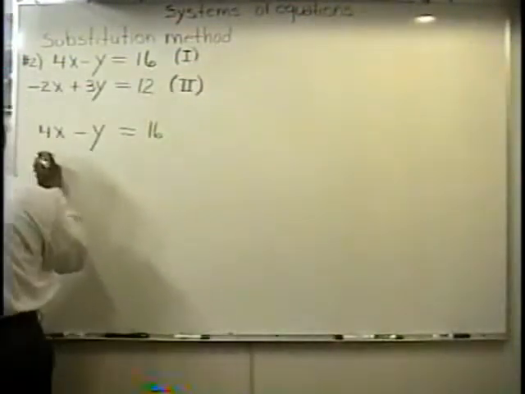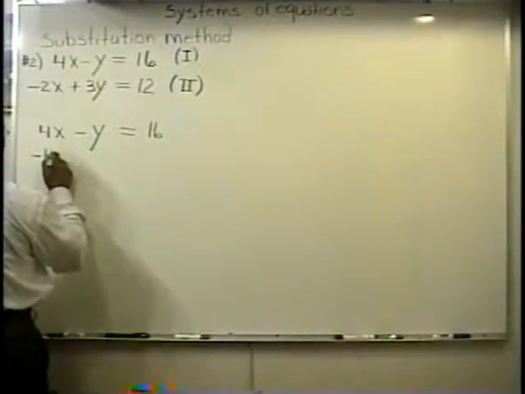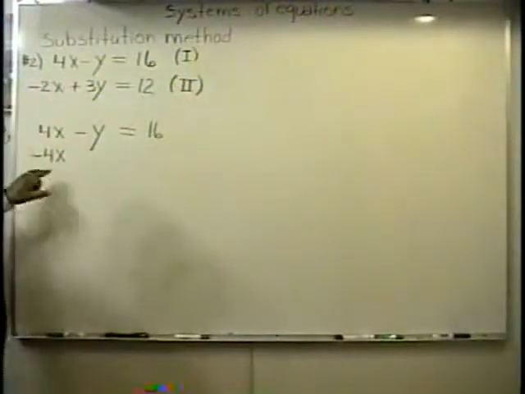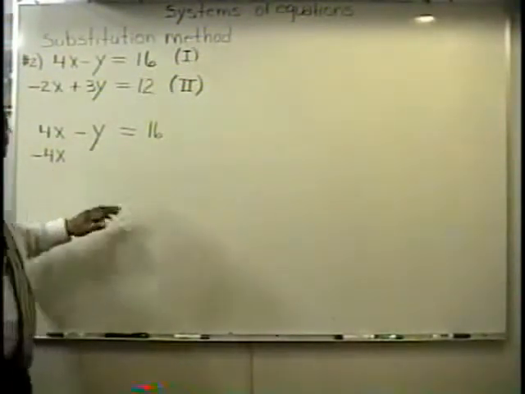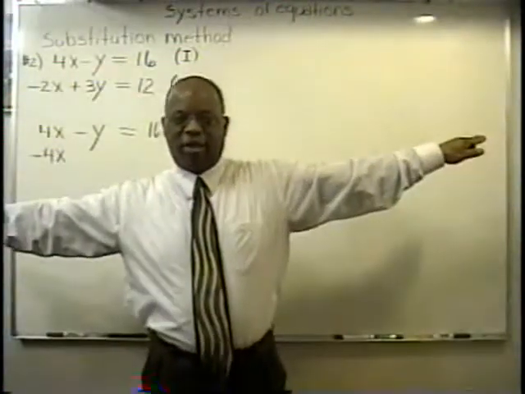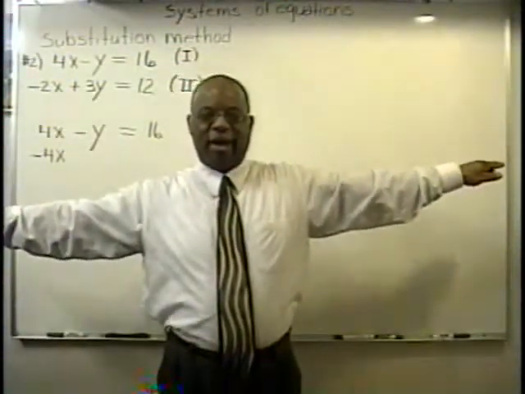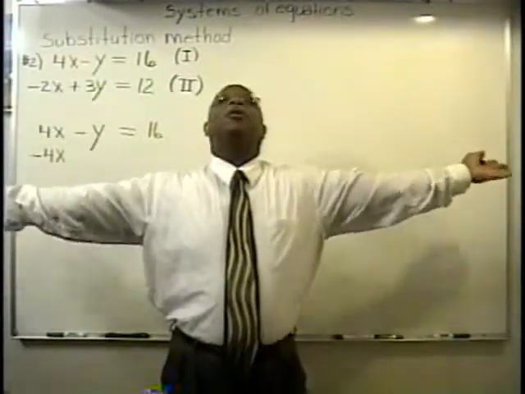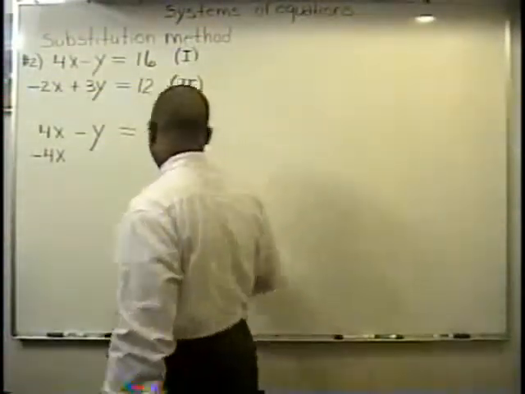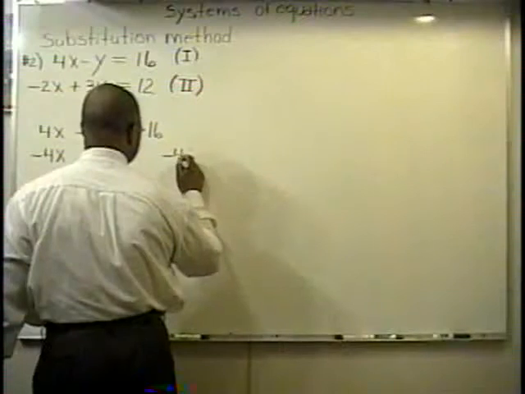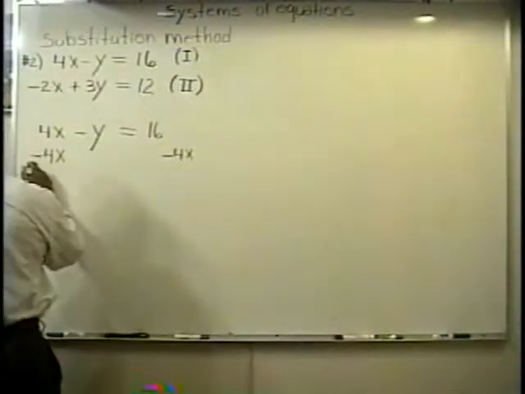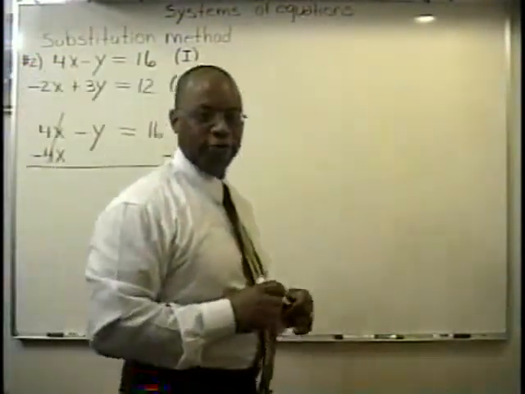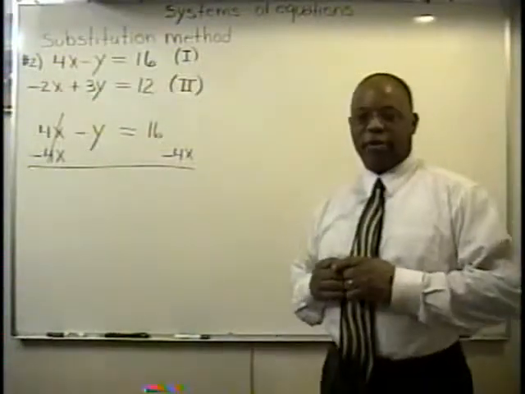So what I'm going to do is add negative 4x, the additive inverse, to the left side. Now, by the additive property of equality, whatever I add to one side of an equation, to maintain our balance, I must add the same thing to the other side. That is called the additive property of equality. Say it with me. The additive property of equality. Very good. So I'm going to add negative 4x to the right side. Now, when I do that, these expressions cancel. Cancellation law. Additive inverses cancel one another.